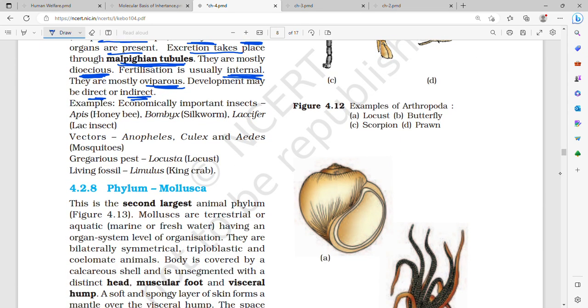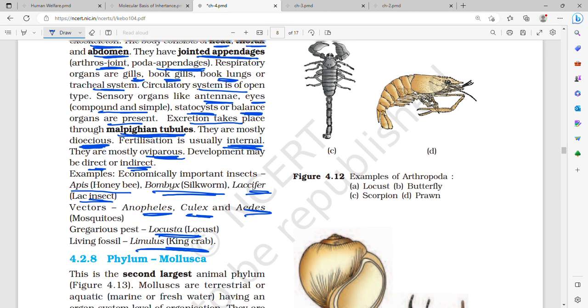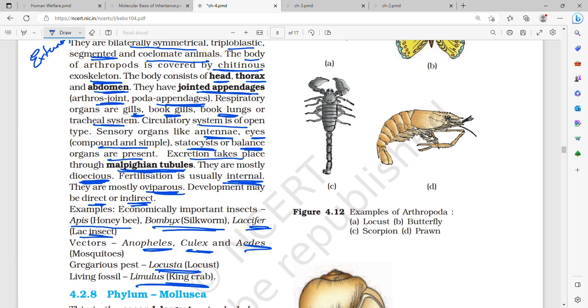Examples of economically important ones are Apis, honeybee, Bombyx, silkworm, and Laccifer lacca, lac insect. Vectors are Anopheles mosquito, which causes malaria, Aedes mosquito, which causes dengue, and Culex mosquito, I think chikungunya or something like that. Gregarious pest: locust. Living fossil is Limulus or king crab. Others: locust, butterfly, scorpion and prawn.